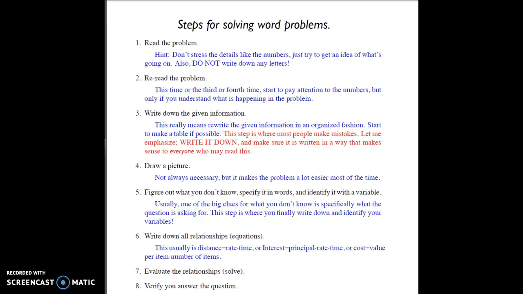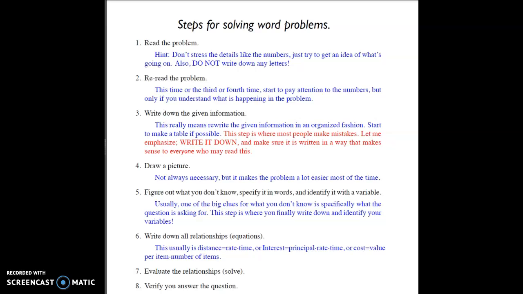And oftentimes this is where it starts to go awry, because people either don't write it down, they think, oh, I'll be able to figure this out in my head, or they write down what they think is there and not the actual facts of what are there. And so make sure that what you write down is coming from the problem itself. If you get a chance, draw a picture.